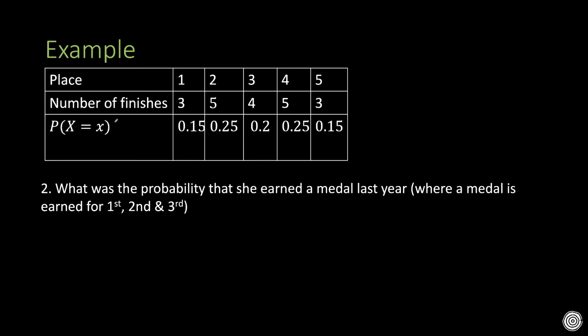Now, I've just continued this table here where I wrote the probability of each outcome, and that was just simply like over here. The chance of her coming first was obviously 3 out of 20. Coming second was 5 out of 20. Here's 4 out of 20. It's relatively straightforward. 5 out of 20. And that's how I got those values there. 3 out of 20. Okay, and this is how I got these values here.